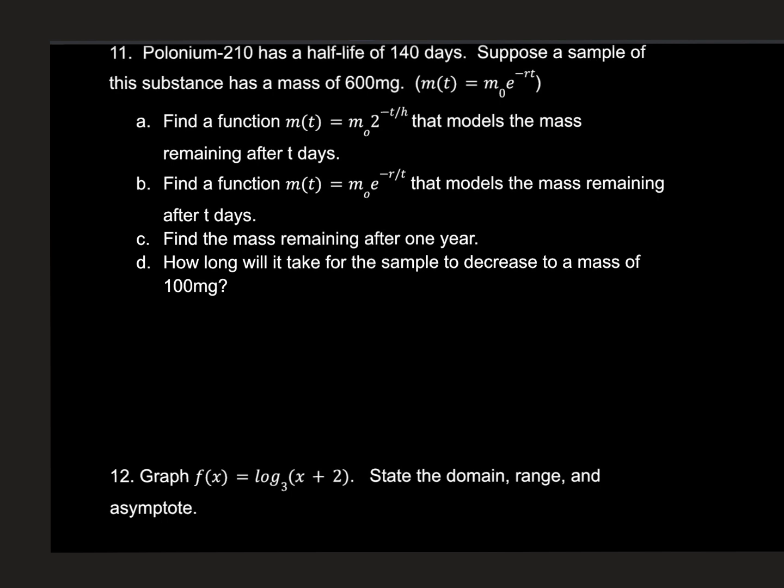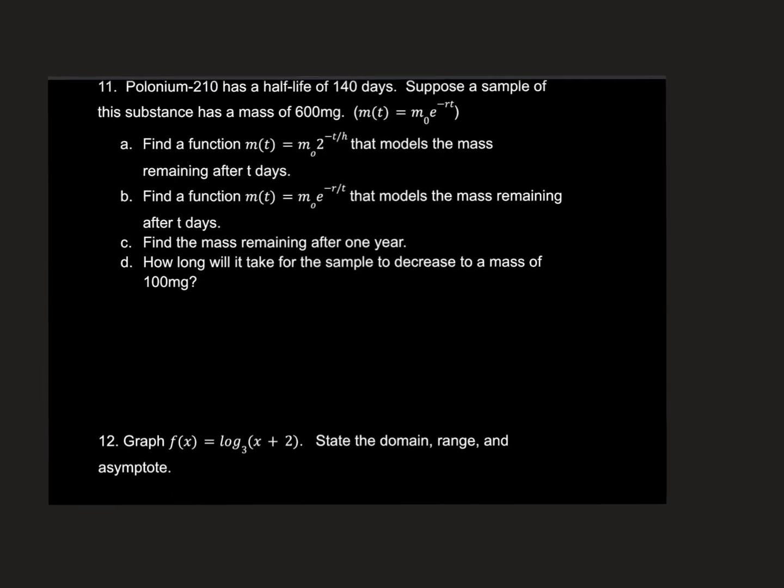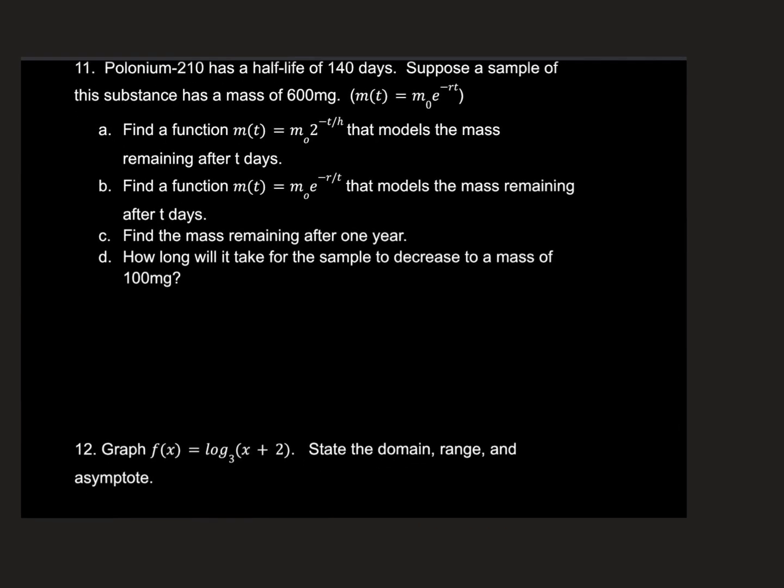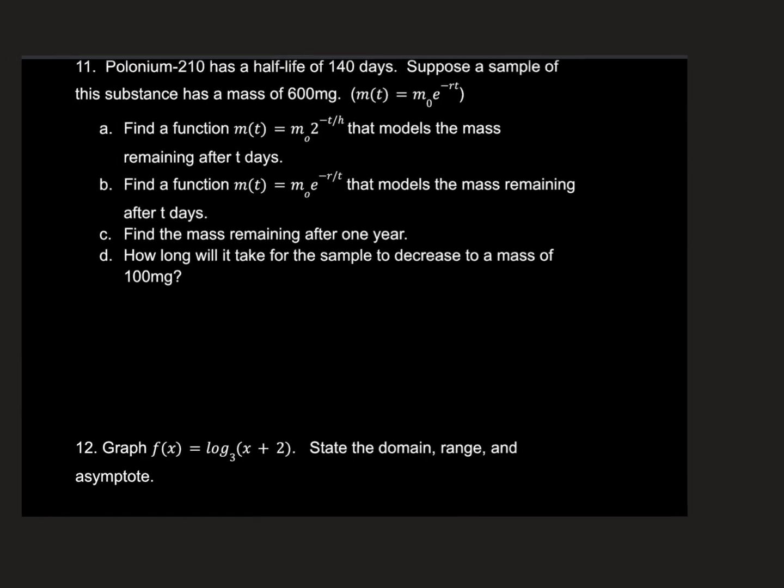All right, stay with me on this one. Number 11, two ways to do this one. And part of it you're going to have a choice on, part of it you're not. So hang in there with me as we go through this one. First one, it says polonium 210 has a half-life of 140 days. Suppose the sample has a substance of mass of 600. That's the initial. And here's our function right here. I'm double checking to make sure. Yeah, that looks good. So it says find a function that models, and there's two ways to do this one.